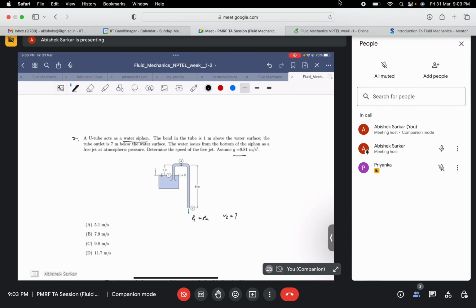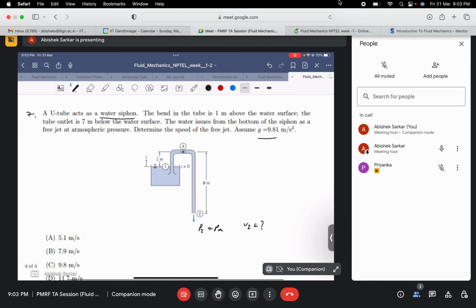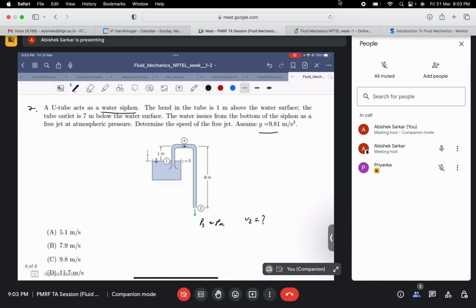So I guess the question is clear. Given this geometry, I can zoom it a bit. Given this geometry, you need to obtain V2, that is the velocity at the exit. So I can say that the principle of siphon can be very well understood by applying Bernoulli's equation at the correct points. They have explicitly mentioned where to apply the Bernoulli's equation. So given that hint, you can apply the equation and see what are the values that you know and what are the values that you need to find.